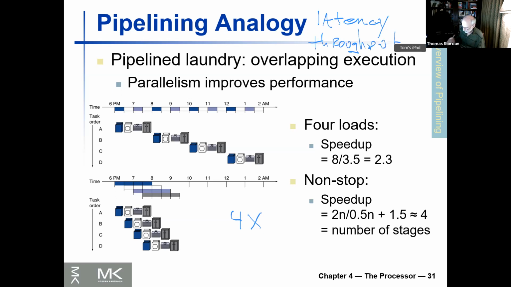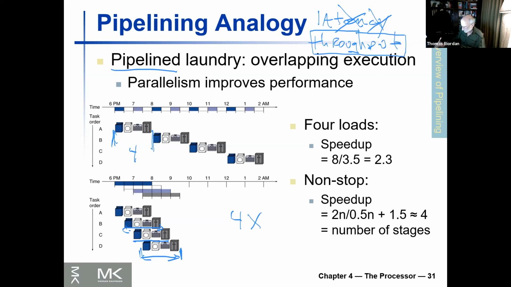And we should note immediately here that the latency to do one load of laundry here was 4 time units, 4 wash units or dry units or whatever. We're assuming they all take the same time. And down here, it's still the same amount of time to do one load. It's just that they're overlapped. They're pipelined. And pipelining increases the throughput, but it doesn't change the latency.